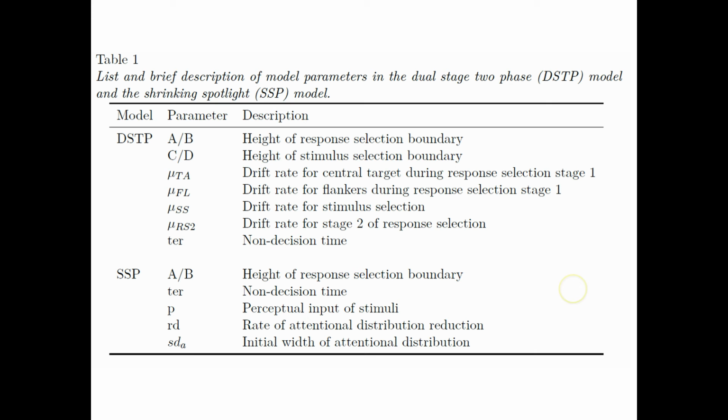So because these models are implemented computationally, the models have so-called parameters. These parameters reflect certain aspects of the processes that I've just discussed. I'm not actually going to go through these parameters or their descriptions in this video, but of course you can see discussion of this within the paper itself.